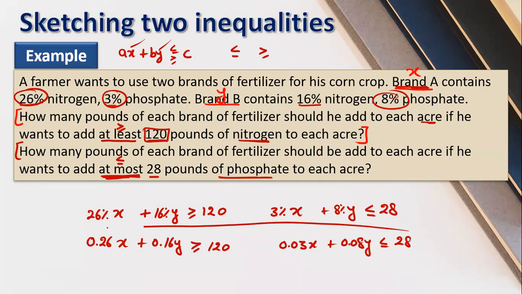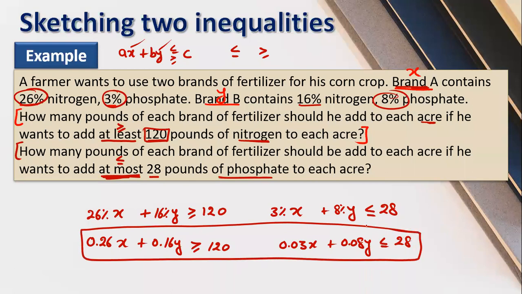Now this is called the mathematical model of this situation. Now we have to make the sketch of this model. We will take these two equations on the whiteboard and we will try to solve.